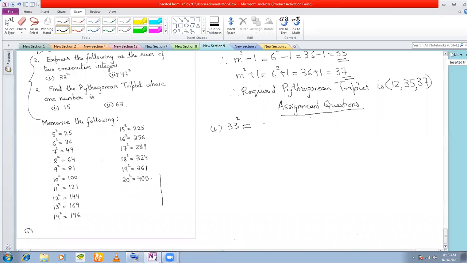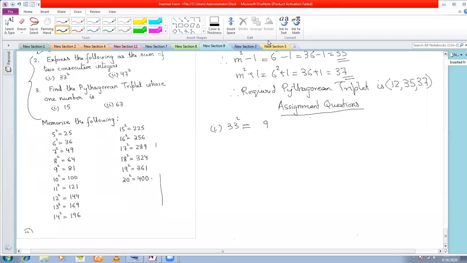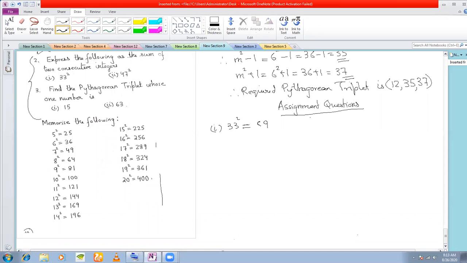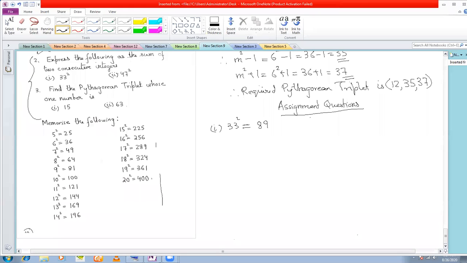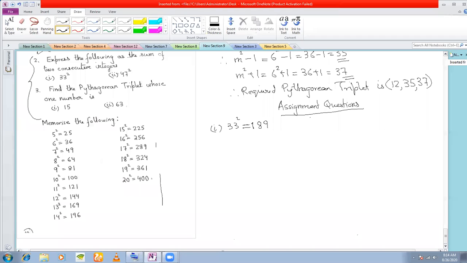If you remember the method, first we square this 3 to get 9. Then you multiply the two digits, 33 into 3, 9. Double of the digits, 18. So you write an 8 and 1 is carry. Then you square the 10th digit, 3 square, and you add the carry, 1, which is 10. So 33 square is 1089.